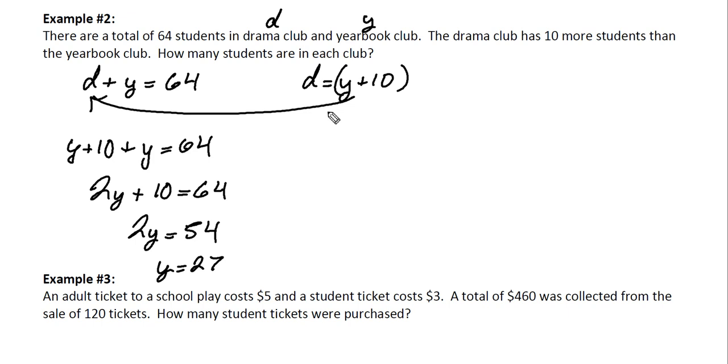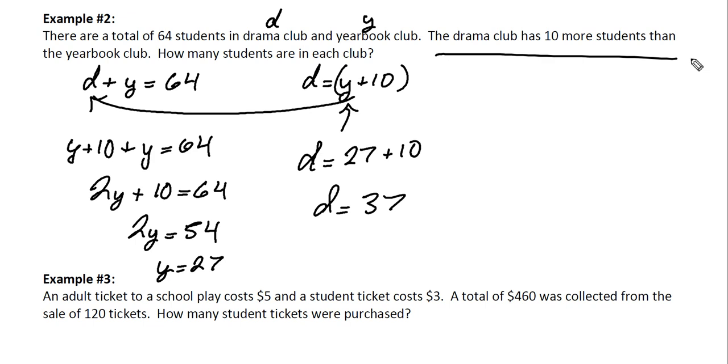All right, one thing that we could do, it's not our only way of figuring out how many people are in drama club, but we could just substitute that 27 into this equation. So we have D equals 27 plus 10. So that means there's 37 people in drama club. Double check our answer. If we just add 37 plus 27, we get 64, which is supposed to be the total. And then also to double check, okay, the drama club in this instance has 10 more students than the yearbook club. So we know that this is the right answer.